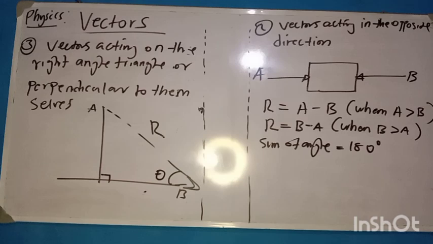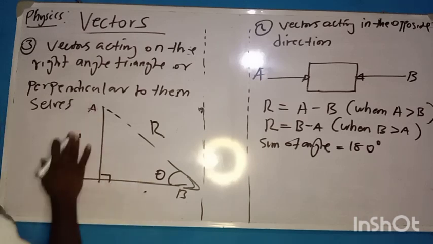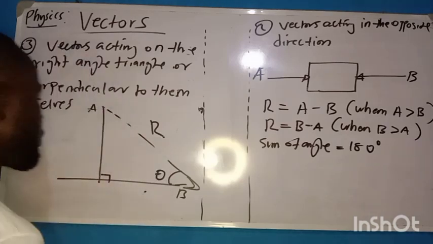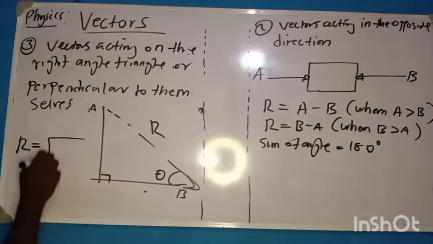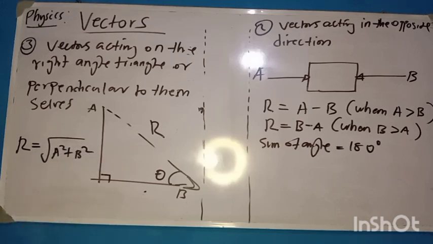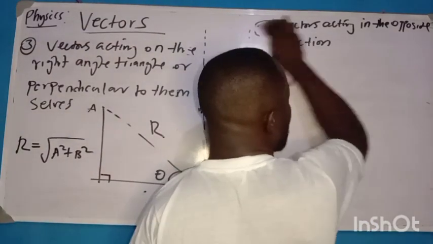Let's say this is R, and this is A and B. The resultant vector is simply found using the Pythagoras theorem. So R here is going to be the square root of A square plus B square. That is how to find the resultant vector when vectors are acting perpendicular to themselves. While the angle theta, you just use the tan inverse of the angle to be able to give us the angle.